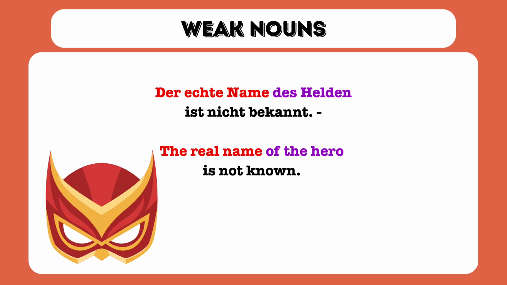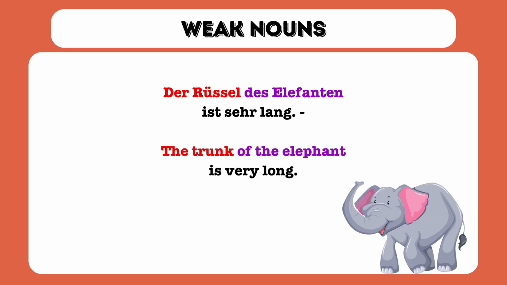Der echte Name des Helden ist nicht bekannt. The real name of the hero is not known. Again, we do not have an S at the end because we're still bypassing that extra rule. Der Rüssel des Elefanten ist sehr lang. The trunk of the elephant is very long. Again, no S on this one because this noun doesn't allow for it.